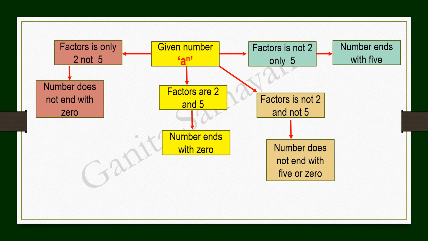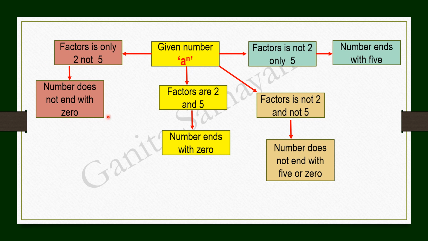Suppose you want to find whether the number ends with 0 or not. Okay, children, then you consider this part. Suppose you want to analyze whether a given number ends with 0 or not. Given a number, factorize it. If the factors are 2 and 5, then it ends with 0. If the factor is only 2 and not 5, it does not end with 0.